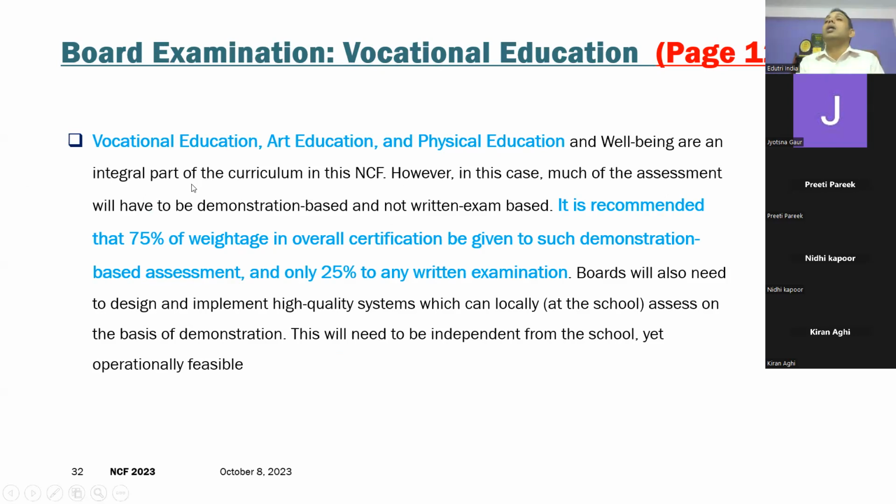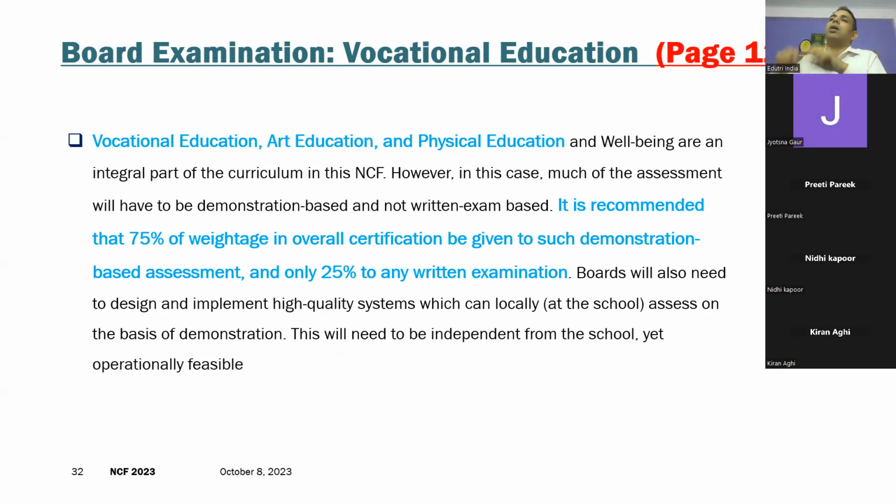75 marks will be demonstration based, that is practical. If somebody is making art, somebody is dancing, somebody is playing, whatever it is. And 25 marks will be written examination. Okay. The board will also need to define a high quality testing system. That means there will be paper coming from the board. You know, in the corona time, we received the question paper on the mail, then we downloaded the question paper, then we conducted the examination. Same process will be there for vocational education, art education, physical education.